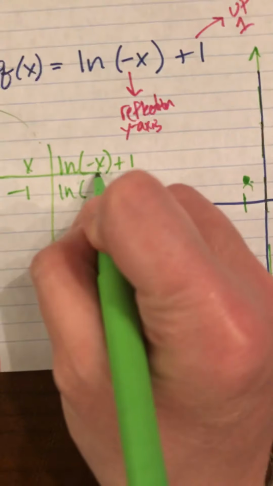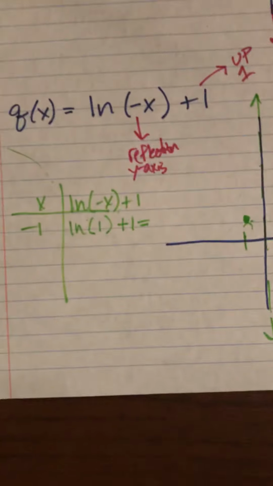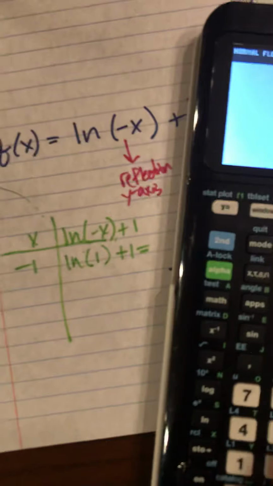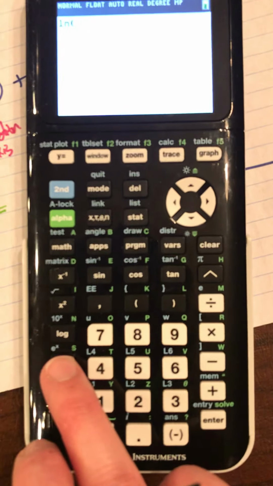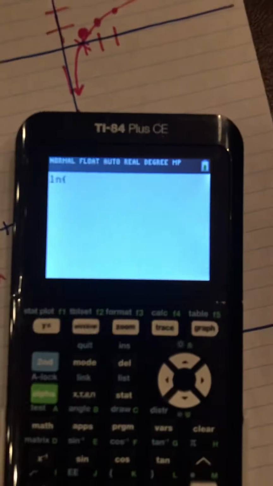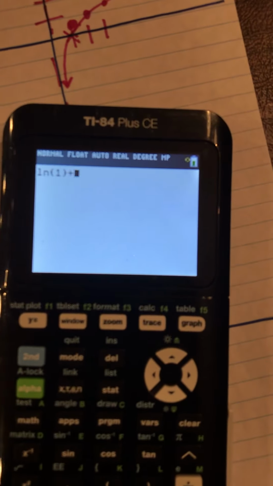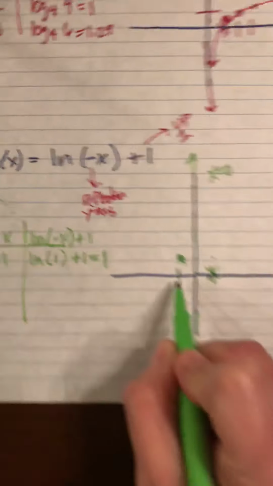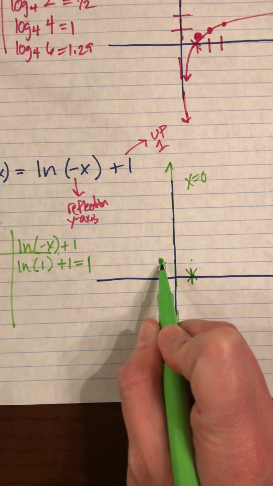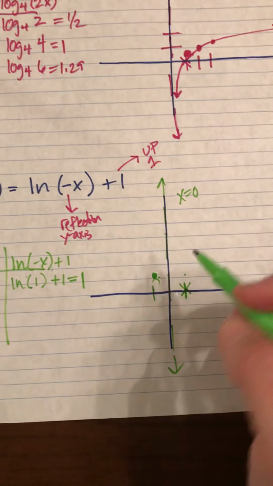If I plug in -1, this would be -(-1), or in other words, 1. So natural log of 1 plus 1. Remember, your natural log button's right here, next to the 4. So natural log of 1, close your parenthesis, plus 1. I get an answer of 1. Remember, that's what we expected. So when x was -1, we got a y value of 1.